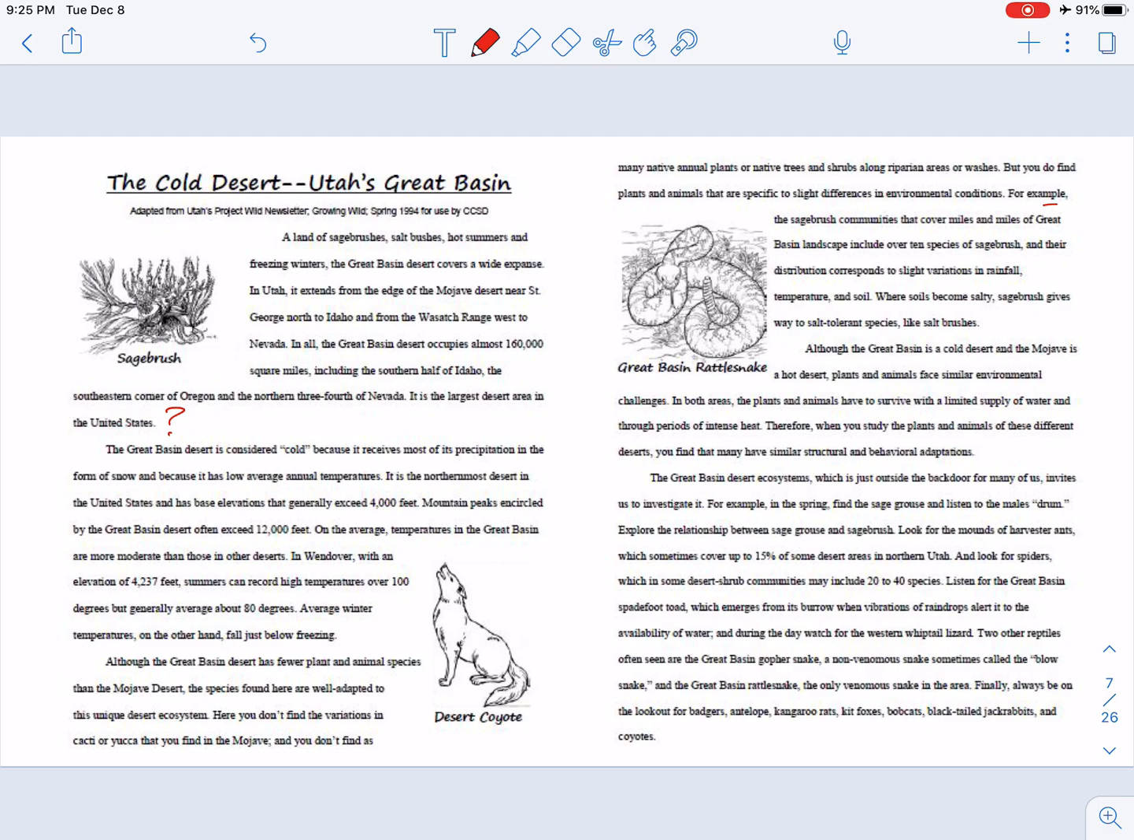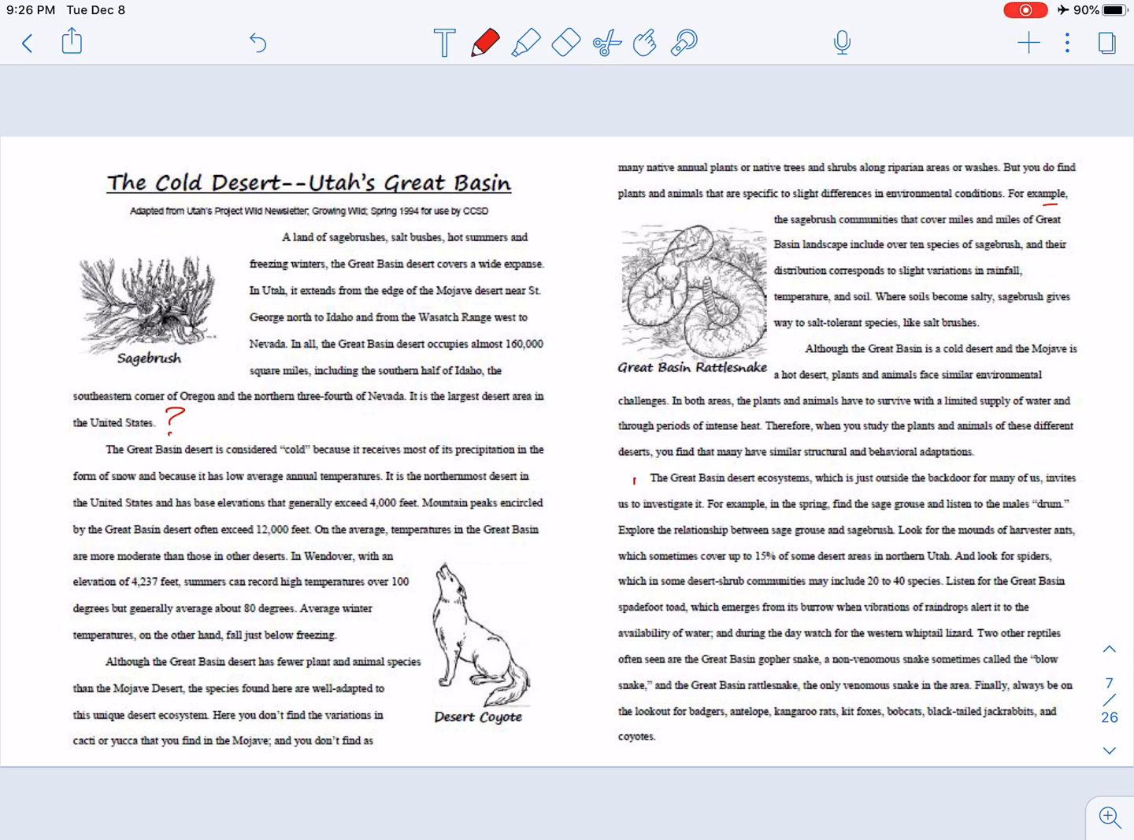Although the Great Basin is a cold desert and the Mojave is a hot desert, plants and animals face similar environmental challenges. In both areas, the plants and animals have to survive with a limited supply of water and through periods of intense heat. Therefore, when you study the plants and animals of these different deserts, you find that many have similar structural and behavioral adaptations.